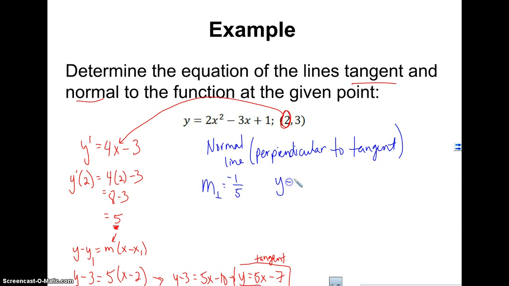So we're going to use y minus y1 equals m times x minus x1. We're always going to use this one. And y1 is 3, m is negative 1/5, and x1 is 2.